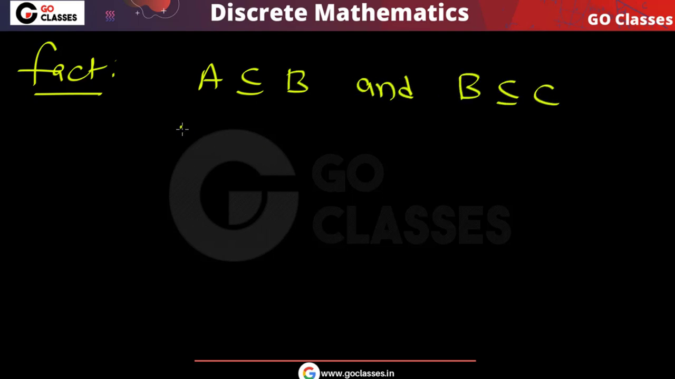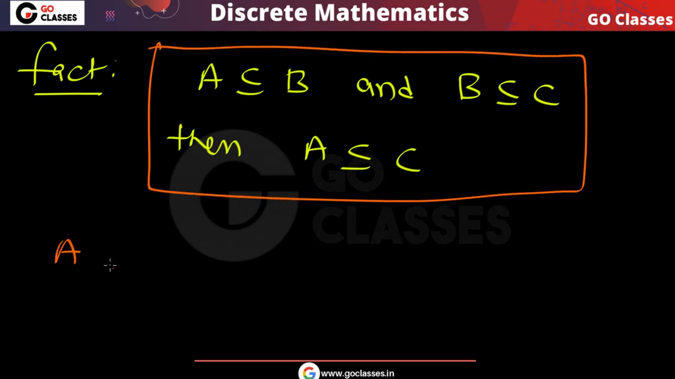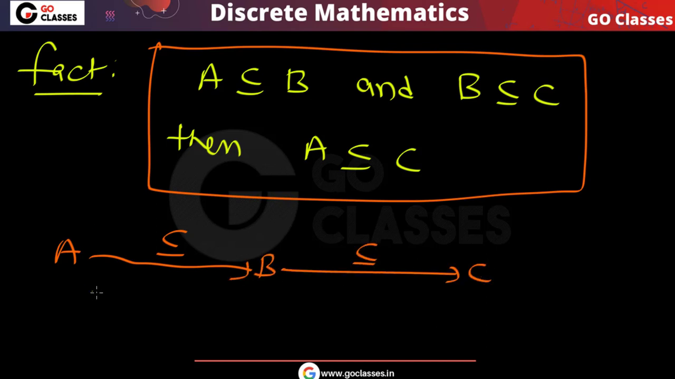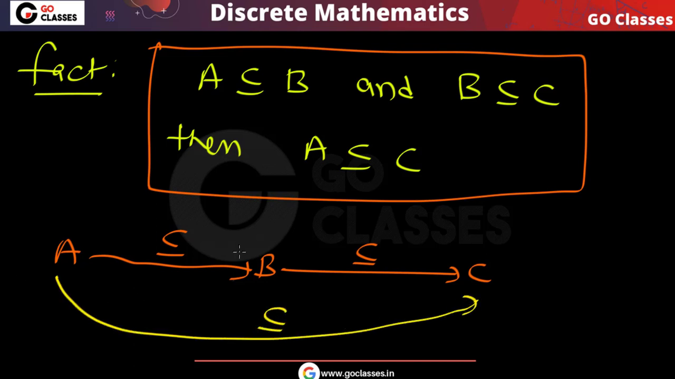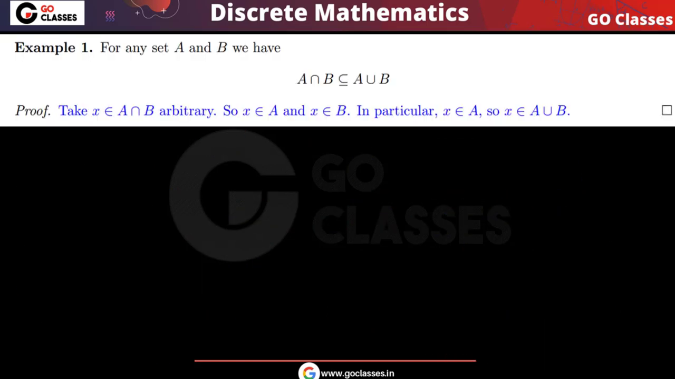From this question, you can make this fact: if A is a subset of B and B is a subset of C, then I can say that A is a subset of C. So this subset relation is basically transitive. If A is a subset of B and B is a subset of C, then A is a subset of C. So this is the fact that you can use in this question. Okay, let's see the next question.